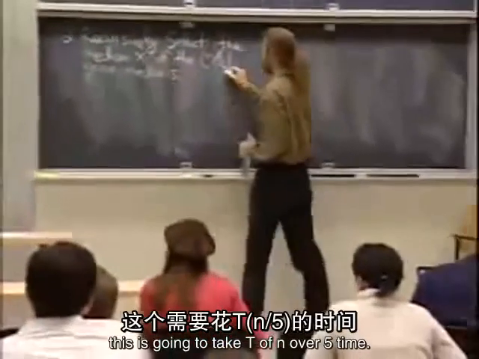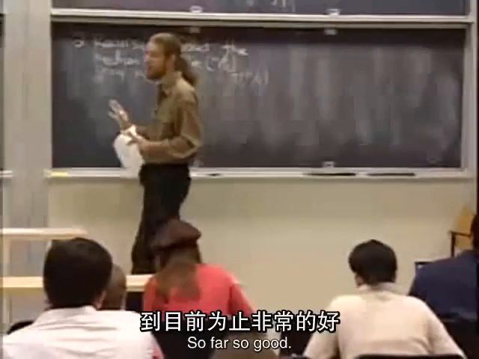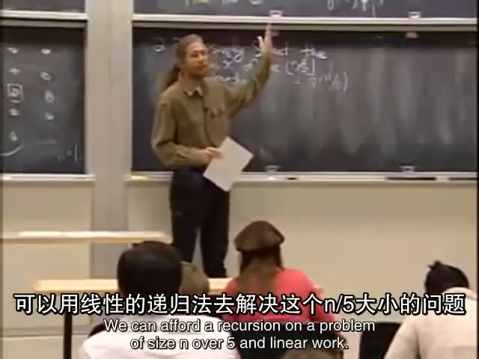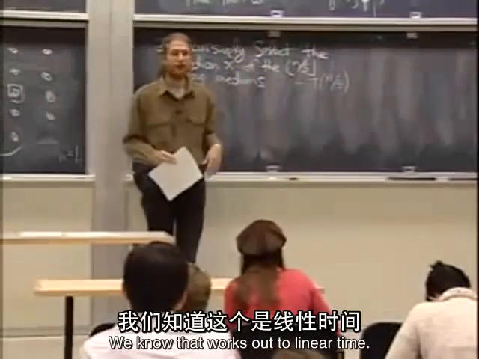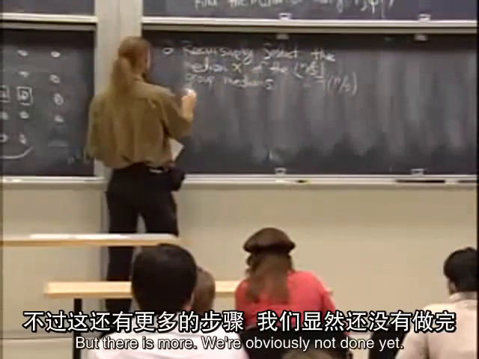This is going to take T of n over 5 time. Okay. So far, so good. We can afford a recursion on a problem of size n over 5 and linear work. We know that works out to linear time. Okay, but there's more. We're obviously not done yet.